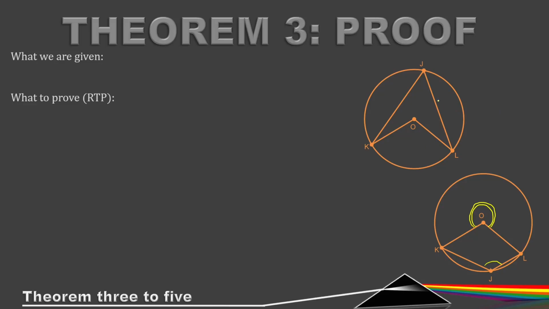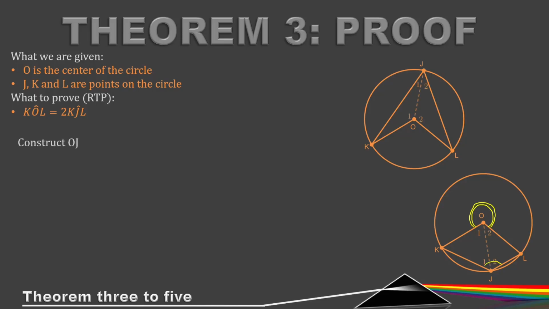Okay. Now, what are we given? We are given that O is the center of the circle, very straightforward. And we are given that J, K, and L are points on the circle, also very straightforward. Now, what do we need to prove? We need to prove that angle KOL, which is this angle over here, is twice angle KJL, which is that angle over there. First of all, we're going to construct this line. In this diagram, the line OJ looks like that, and in this diagram also OJ looks like that. Before I go ahead, I'm just going to give you a heads up of what we are working towards.